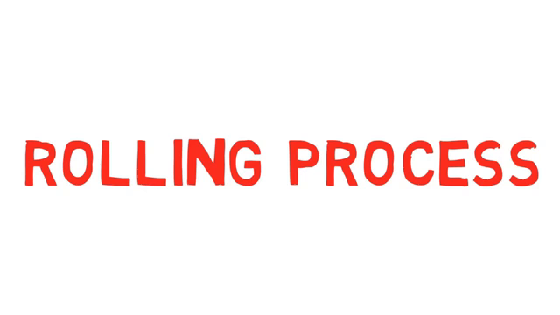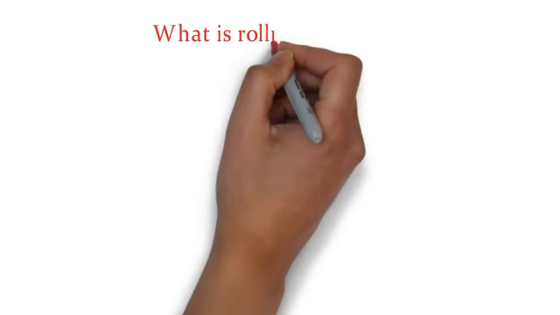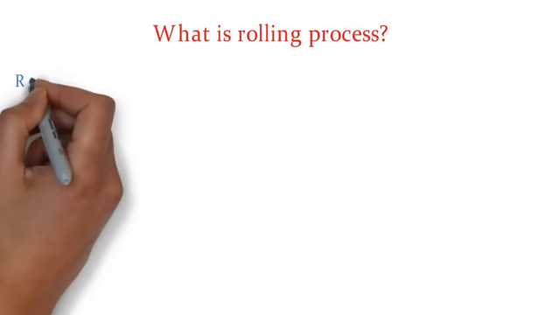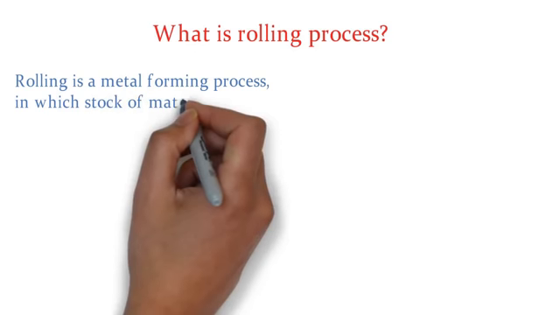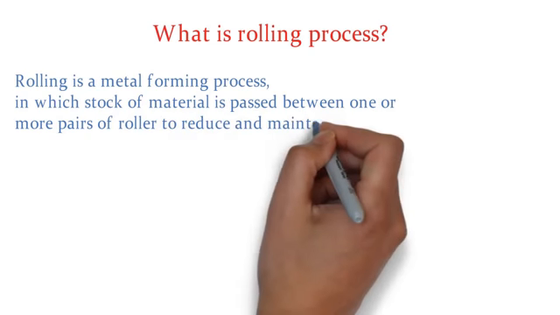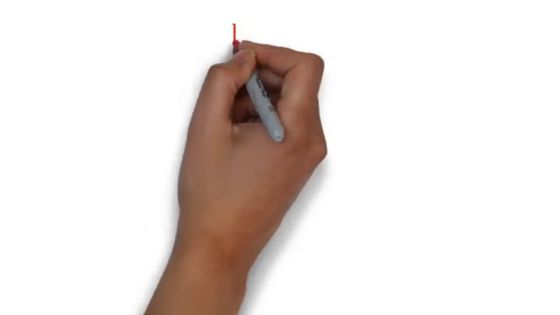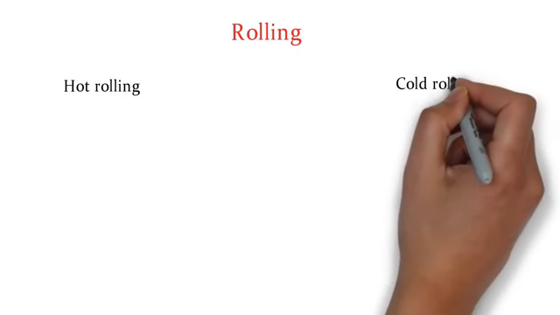This video is regarding the rolling process used for manufacturing different types of components. So let us talk about that. First question comes in our mind, what is rolling process? Rolling is a metal forming process in which stock of material is passed between one or more pairs of rollers to reduce and maintain the uniform thickness. Rolling process is classified as hot rolling and cold rolling.